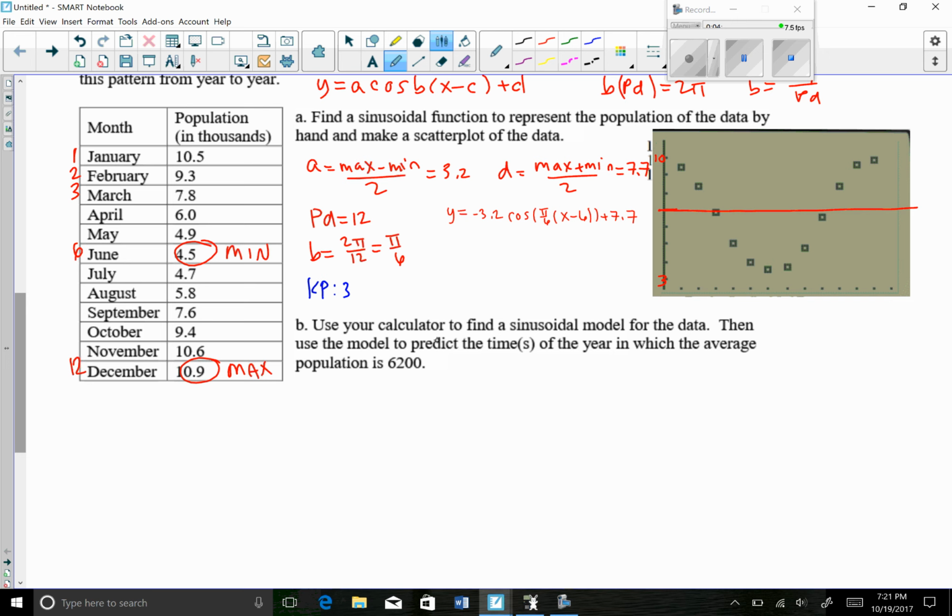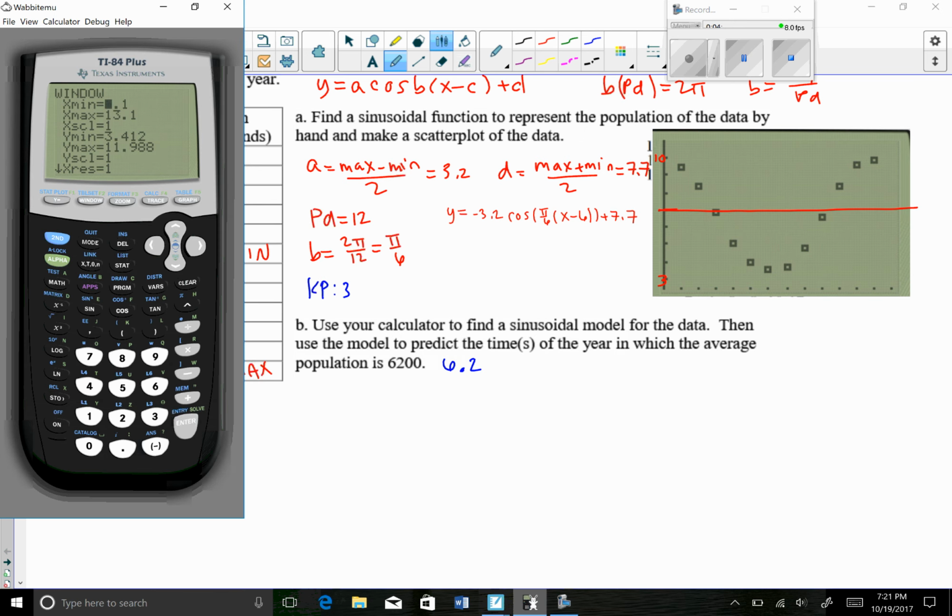So then the next part says use your calculator to find a sinusoidal function to model this data. Then we're going to use the model to predict the times of year at which the average population is 6,200, because remember this is populations in thousand. So when I use that to help myself, I'm not going to actually plug in 6,200. I would actually be plugging in 6.2.